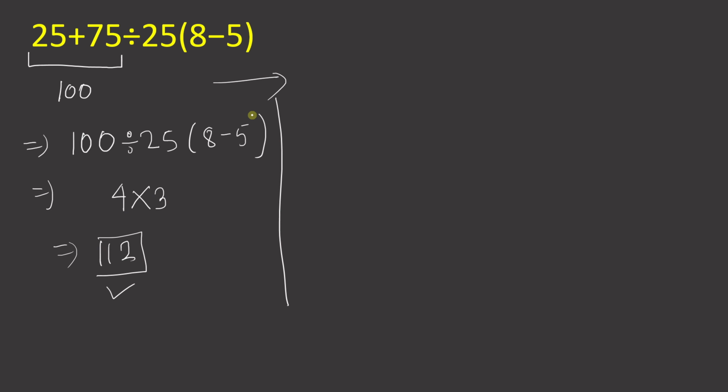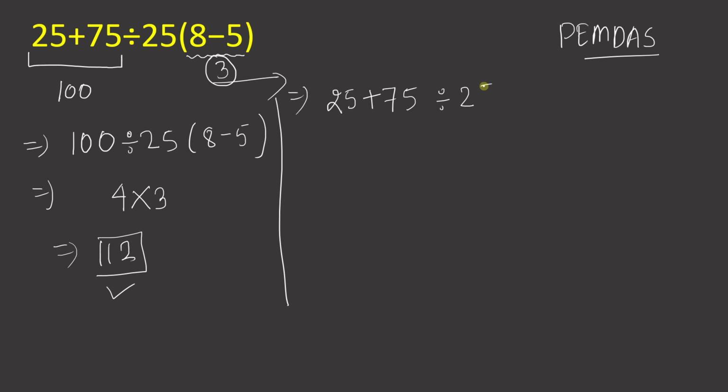Let us check. As we know, we will solve directly with the help of PEMDAS: parenthesis, exponent, multiplication, division, addition, and subtraction. So here, first preference will be given to the parenthesis part, which is 8 − 5, and this will give the result 3. So we will write 25 + 75 ÷ 25 × 3.